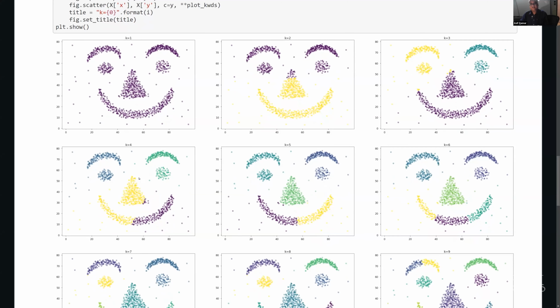K is the same as K is equal to 3, except that your lips have gotten parted, isn't it? Do you see the split in the lip? Right? So would you say this was a great job? Maybe not. What about K is equal to 5?